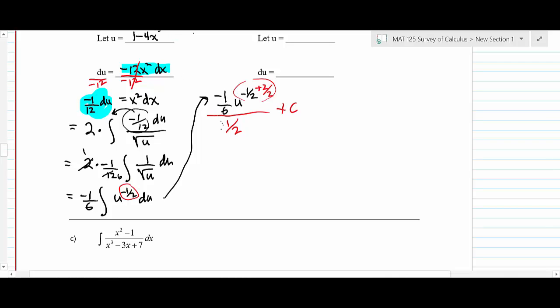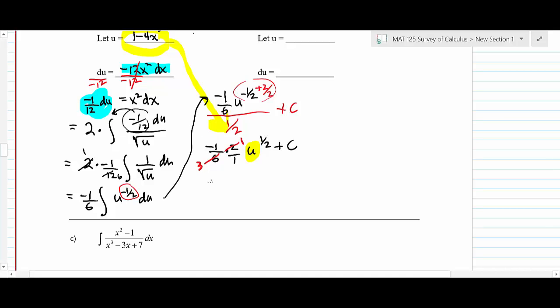Okay. Well, what I really have is negative 1/6. Dividing by 1/2 is the same thing as multiplying by 2 over 1. And then u would be to the 1/2. The exponents add up to 1/2 plus c. Okay? 2 things you could do to finish this up. One thing is the 2/6 reduces to 1/3, and then you got to plug back in the u. So u is this.